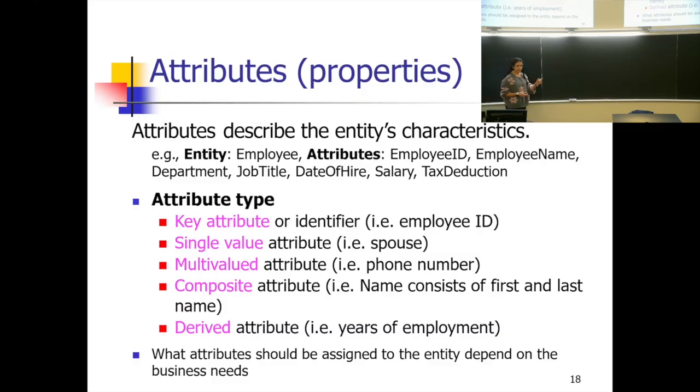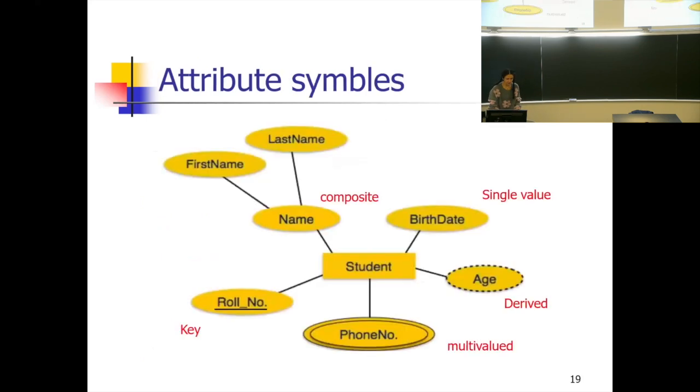Derived attribute, it is computed from several other attributes or one other attribute. Like what? Age. We use the example age because, for example, in your database you may store the date of birth, but if you frequently are using age in your queries, then it makes sense to create a new column or new derived attribute age, and so on. So these are different types of attributes.